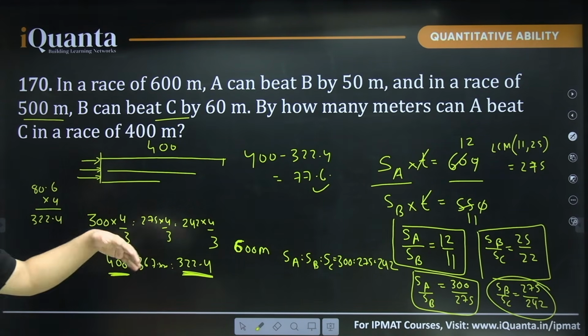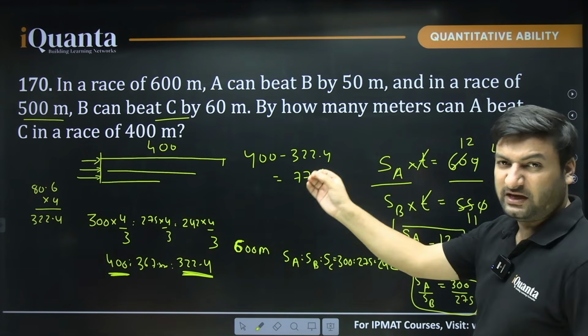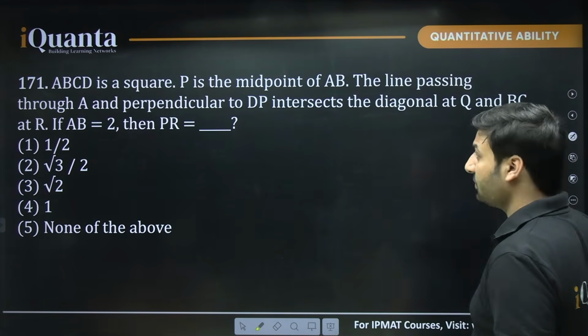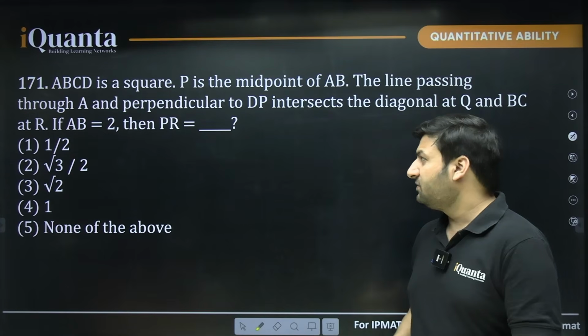So this is a question which you can do fast, but since I am explaining here, it took a while. I hope the explanation is clear to you. In race questions, you just have to play with the ratios, okay? Now let us look at this geometric question, okay?